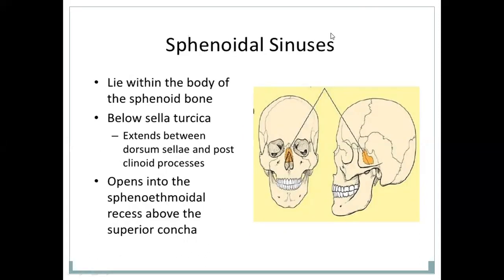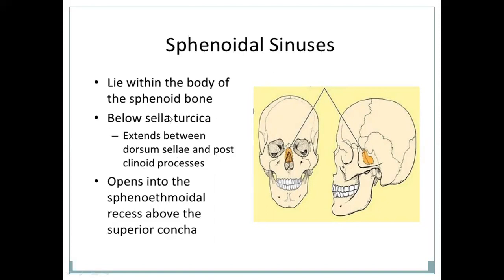Sphenoidal sinuses. The sphenoidal sinuses lie within the body of the sphenoid. In the body of the sphenoid, the pituitary gland is present in the sella turcica. Below the sella turcica, where the pituitary gland is present and which extends between the dorsum sellae and the posterior clinoid processes, are the sphenoidal air sinuses.